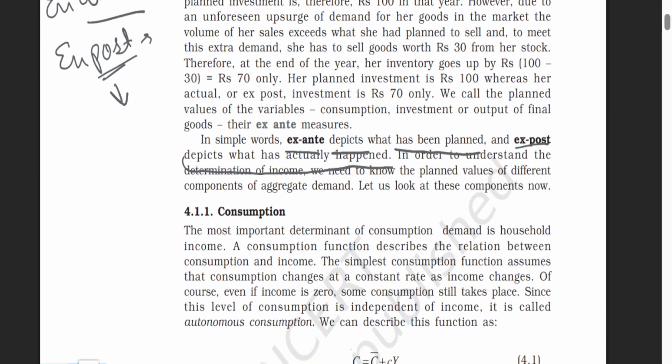Our first component of AD is C, that is consumption, and it is the most important determinant of AD, because the maximum value of aggregate demand comes from the household sector, and the household sector is considered as the consumption part. Now we have to frame a consumption function, and this function tells how our consumption pattern depends upon our income, and how the values change with the change in income.